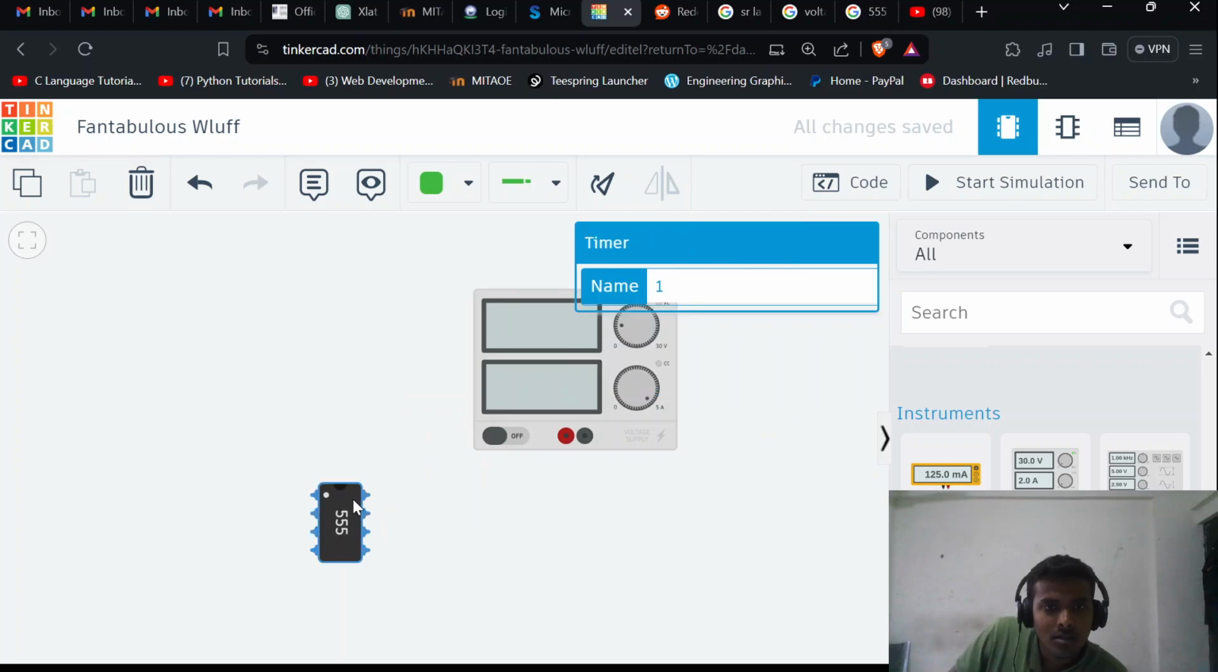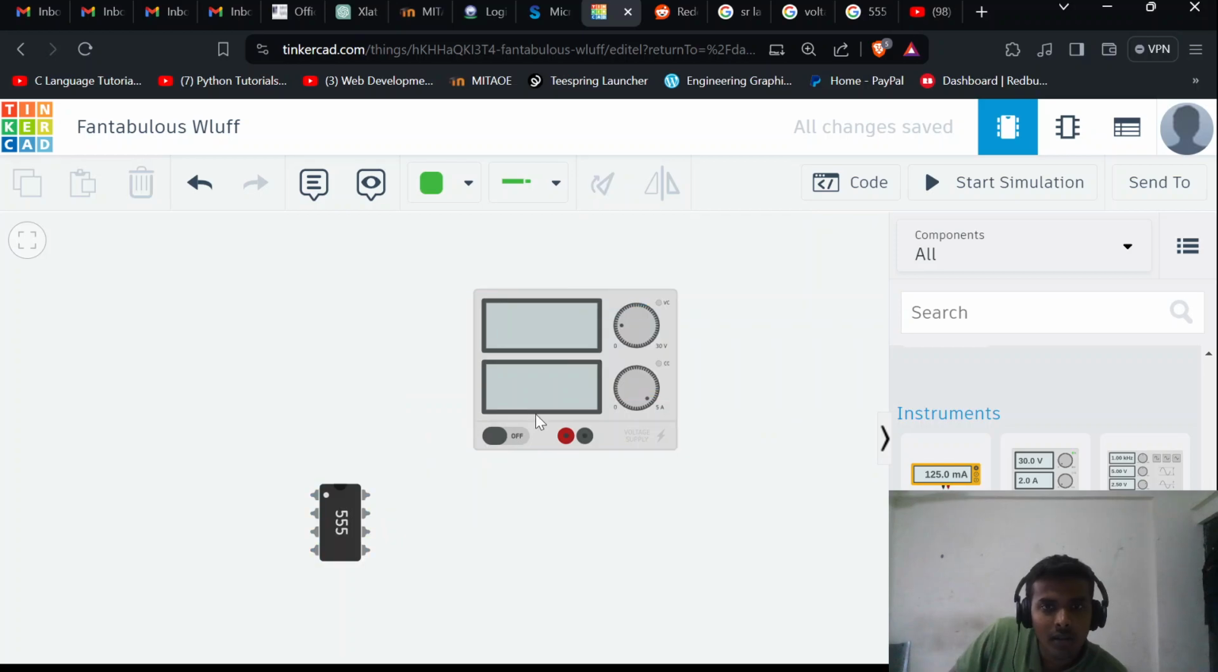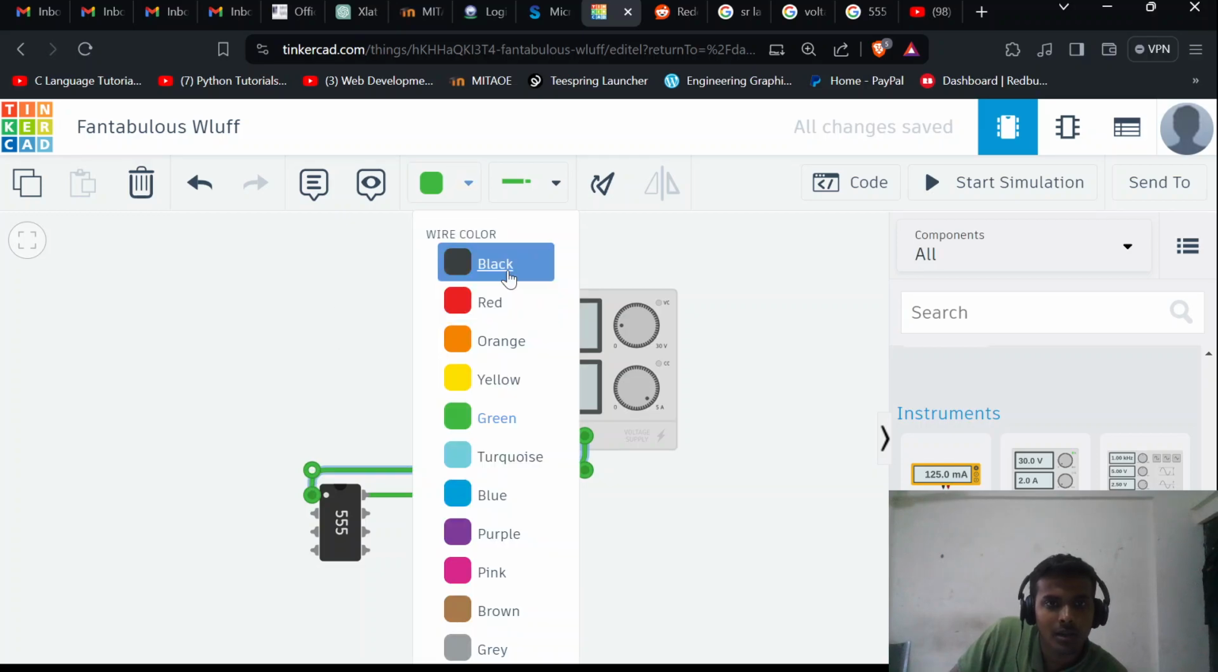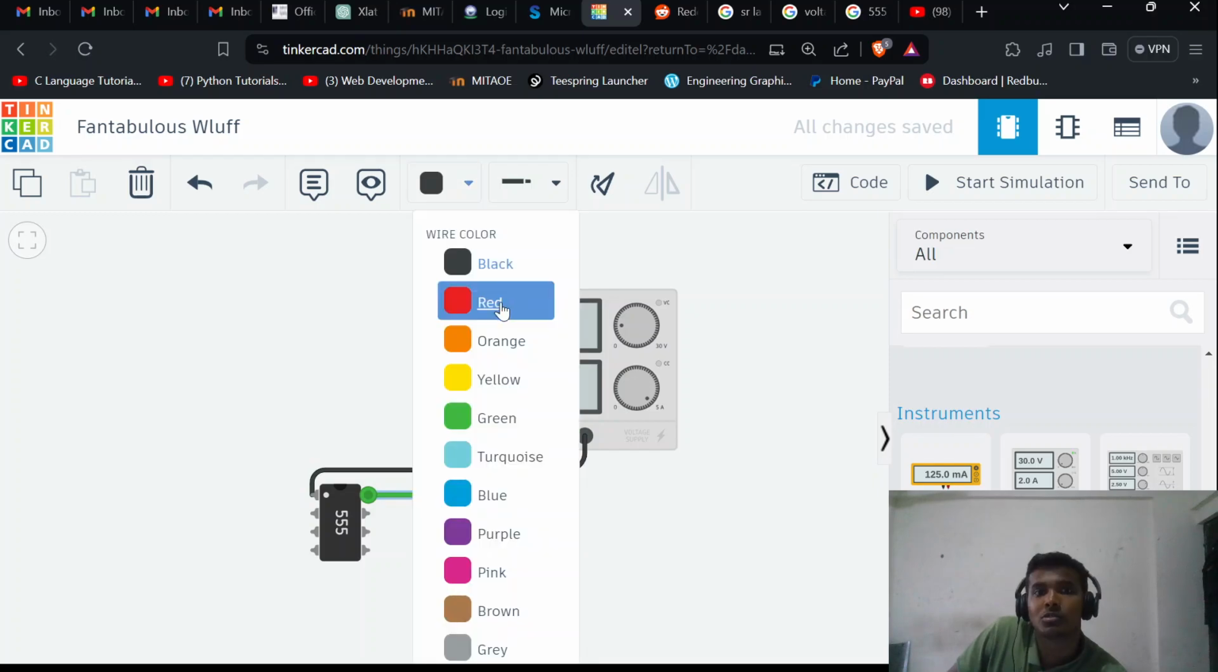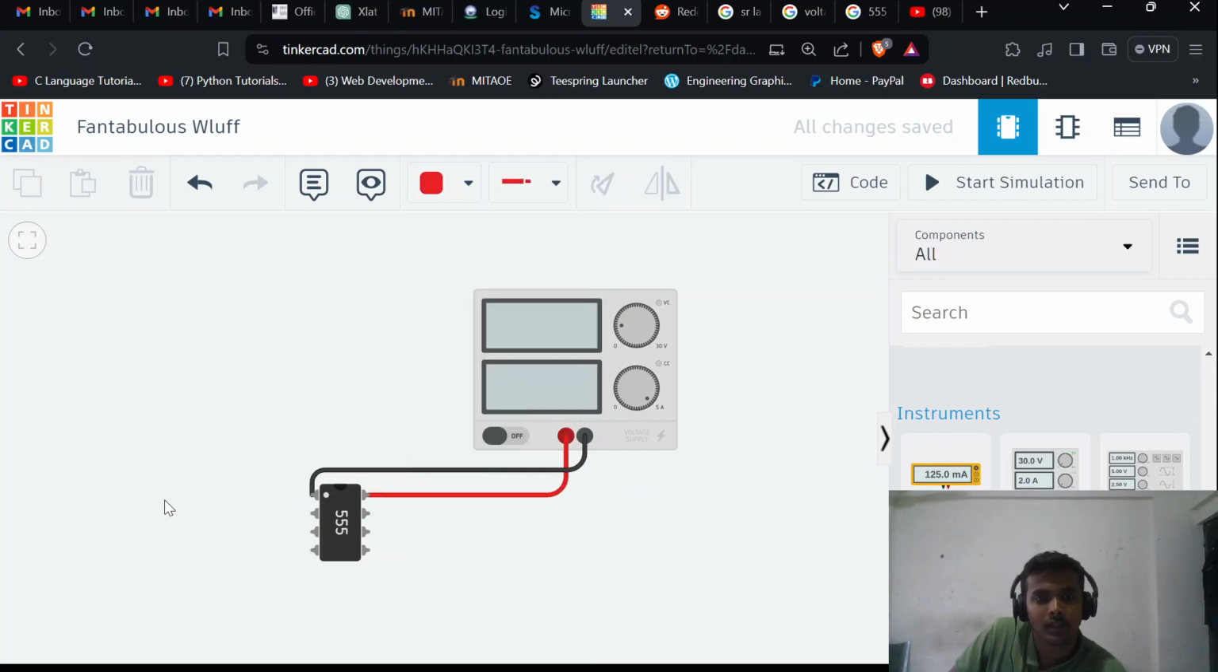So I'll just take the power supply positive and give it to power quickly, and then the negative we're going to give to ground. Now we need to arrange the wires. You can also change the color of the wires here so that we are not getting confused between the colors, like accidentally connecting to the wrong place.